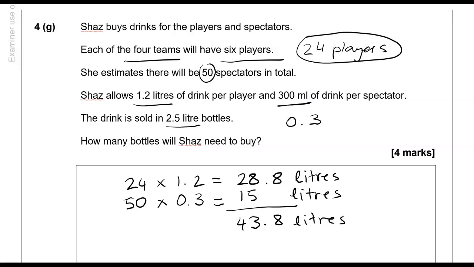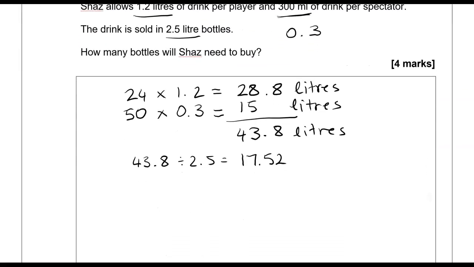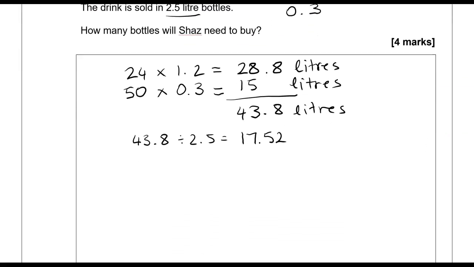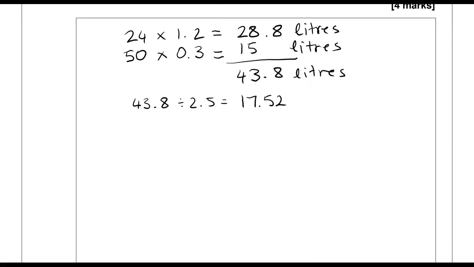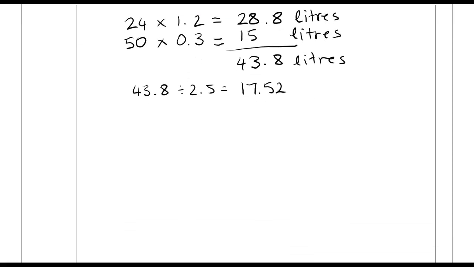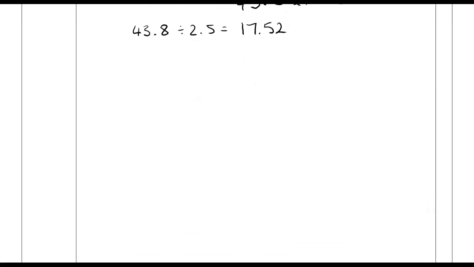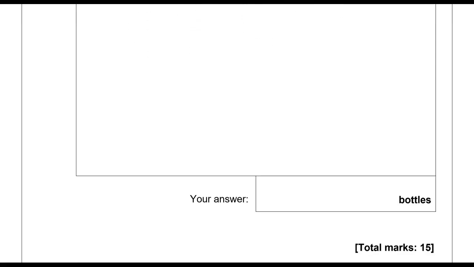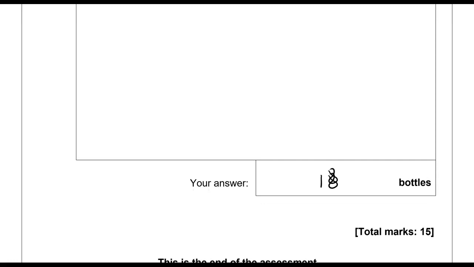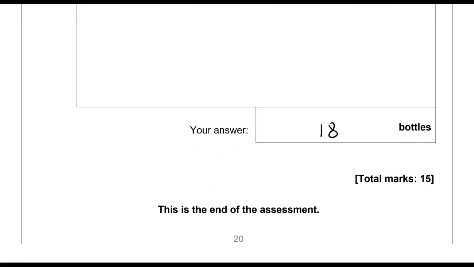Now one bottle holds 2.5 litres, so 43.8 divided by 2.5 gives us 17.52 bottles, which of course we're going to have to round up because you can't get part of a bottle and you can't leave out that 0.52 either. So we're going to go for 18 bottles. And this is the end of the paper.